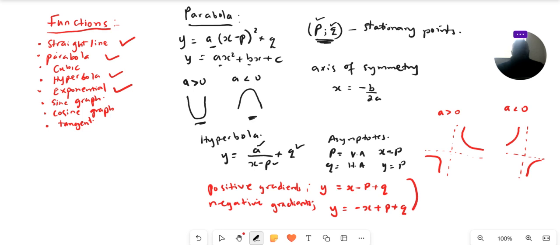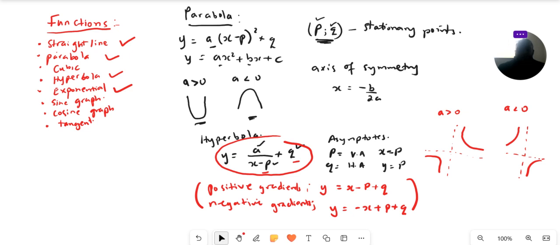These are the important notes for you to know about the hyperbola. One, you need to know its equation, and also you need to know how to get the vertical and horizontal asymptotes. We shall see all that when it comes to our questions in some time to come.